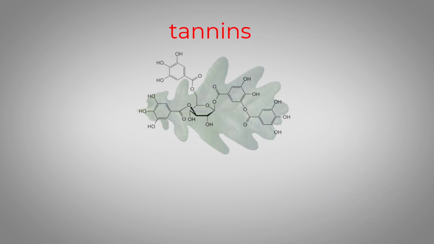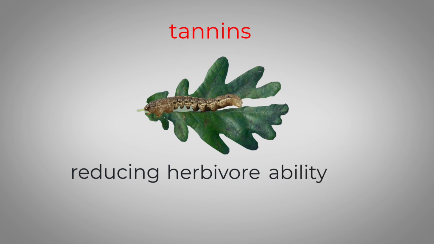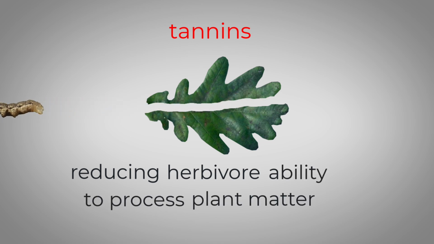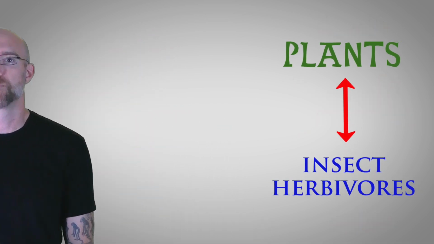When herbivores bite into tannin-rich tissue, these compounds form complexes with proteins and digestive enzymes, reducing the herbivore's ability to process the plant matter. While effective against many herbivores, some insects have evolved gut physiologies that neutralize the effect of tannins, showing how this evolutionary arms race between plants and herbivores never truly gets resolved.